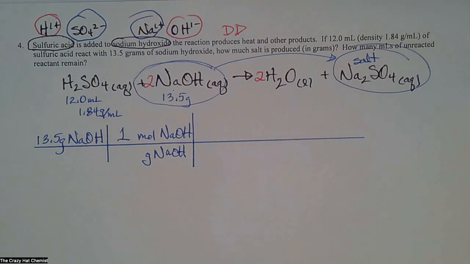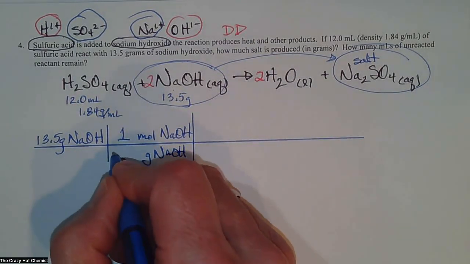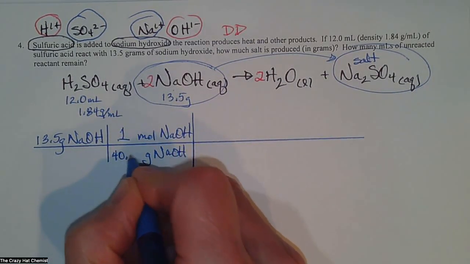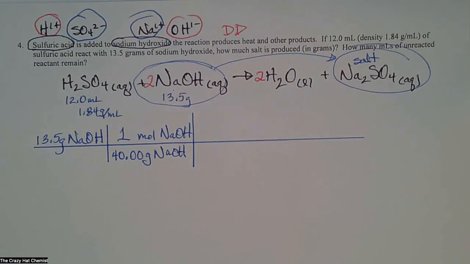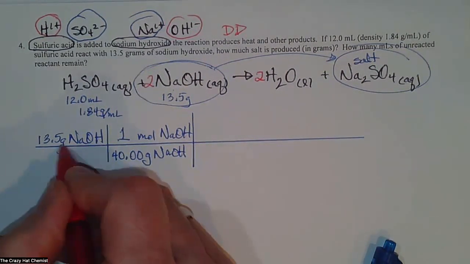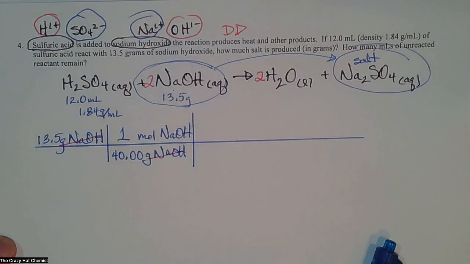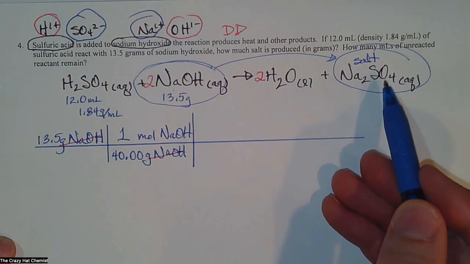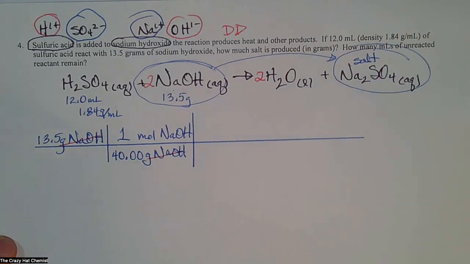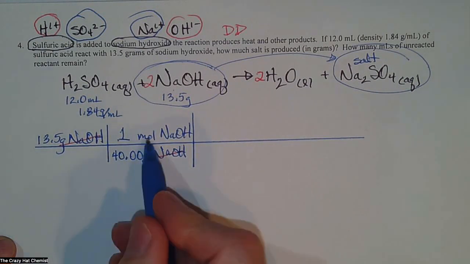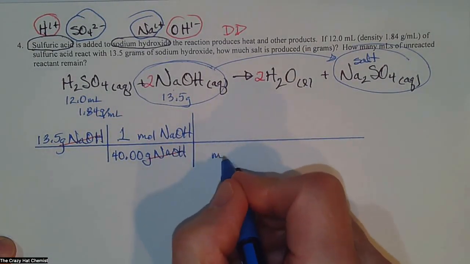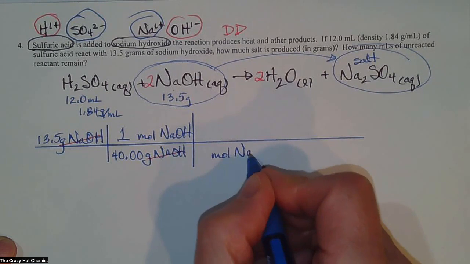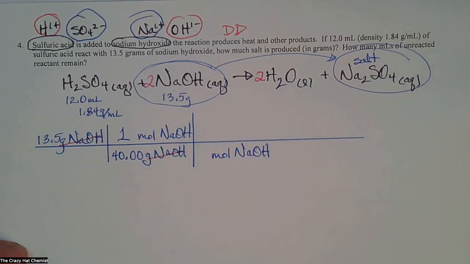And then I'm going to round it to the fewest number of decimal places, which is 2. So 40.00 will be my molar mass for sodium hydroxide. That will enable me to cancel out the grams of the sodium hydroxide. Ultimately, I need to get a mass of this product that is a salt, so I need to keep on going. All right, so this is moles of NaOH. This must be moles of NaOH here.